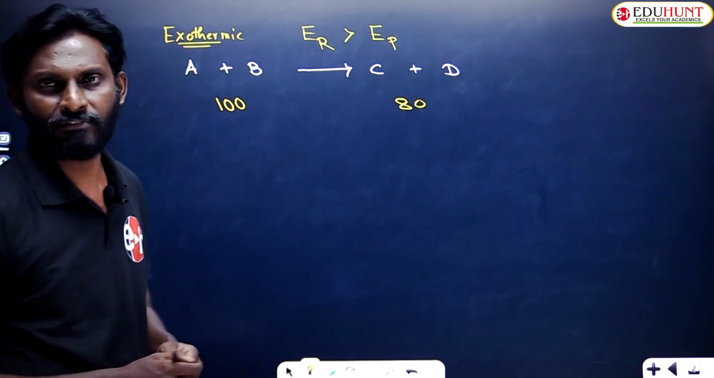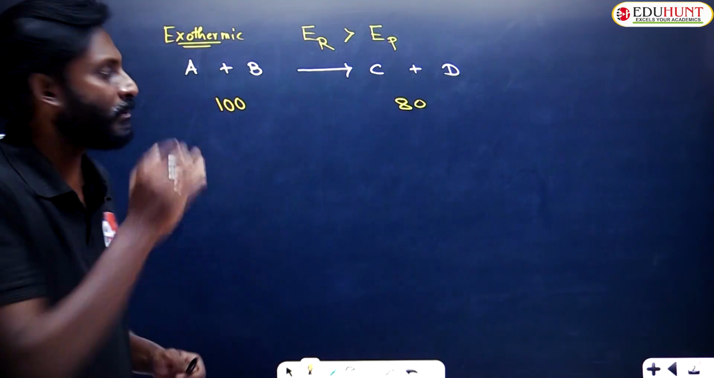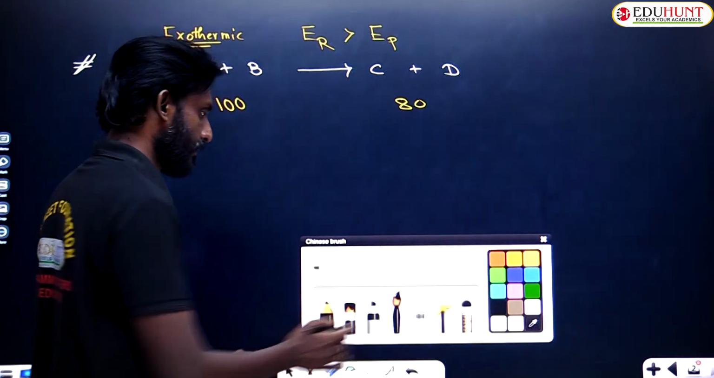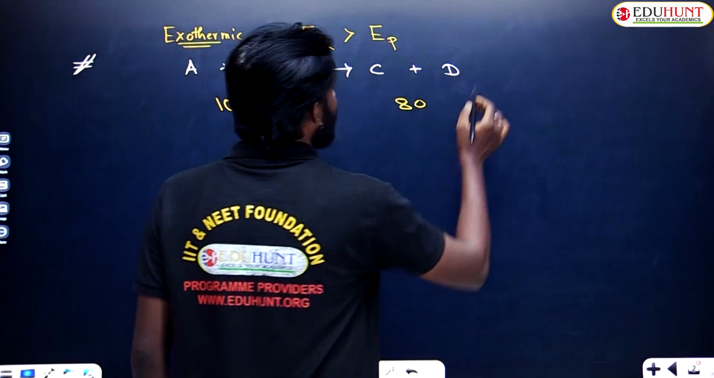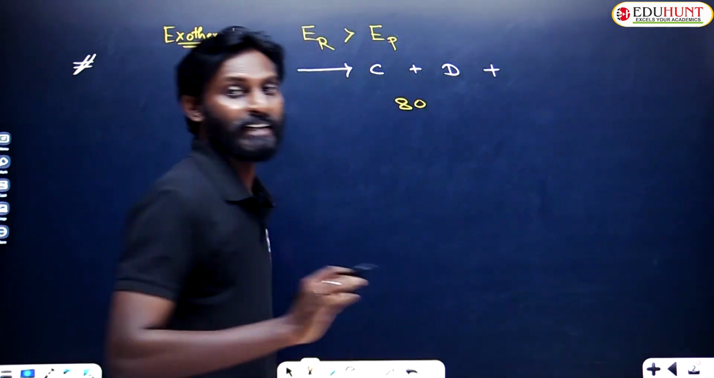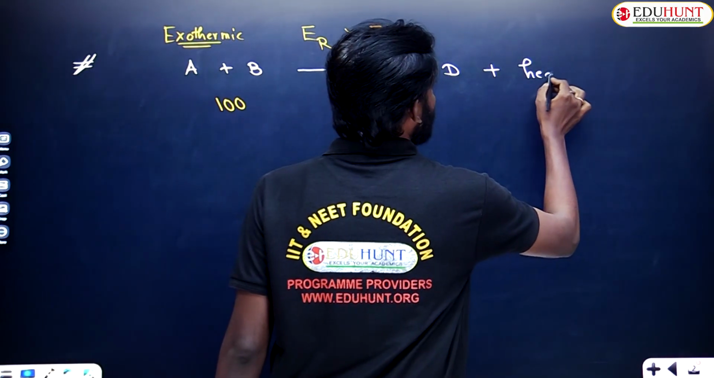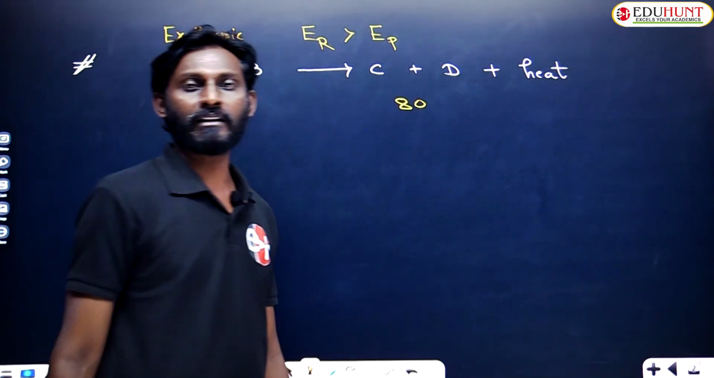Okay, sir. Then how do we show that on paper, sir? How do we show that in the equation, sir? I am going to write that heat also along with the products. How, sir? Why, sir?